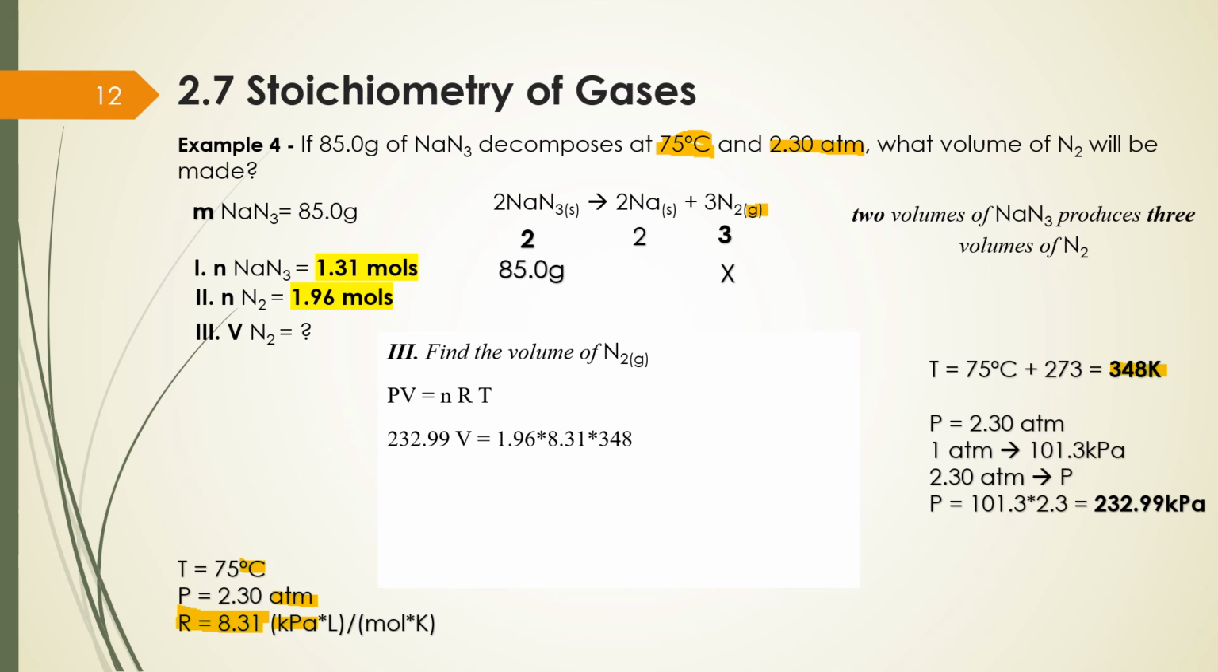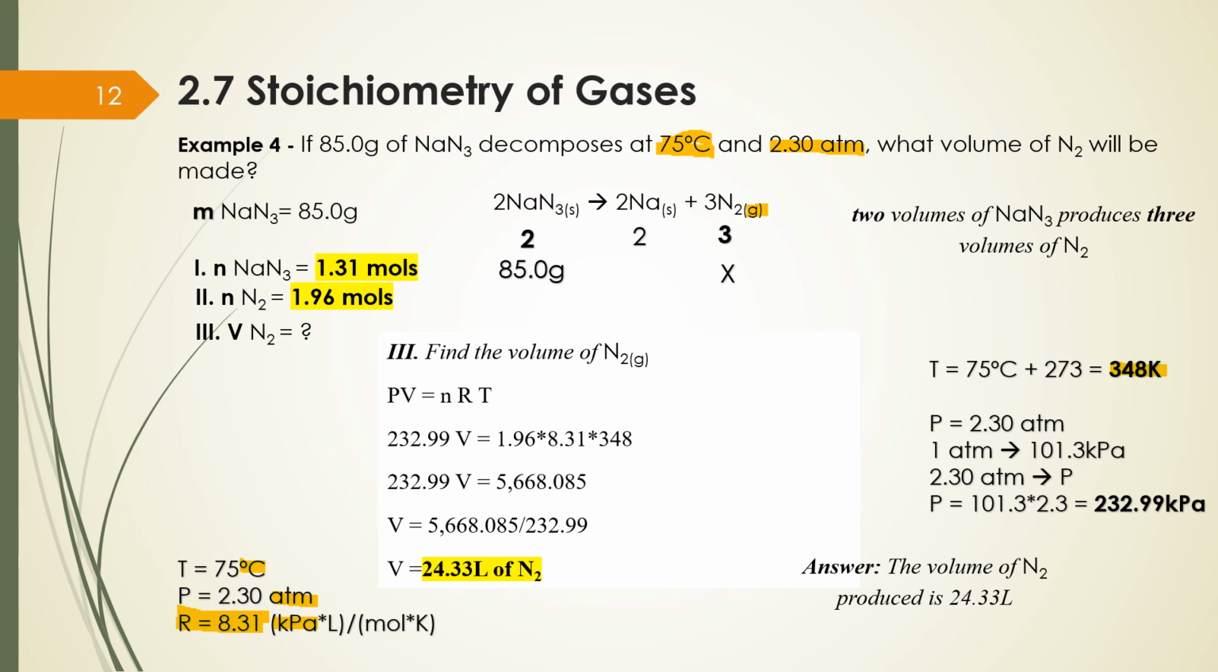So the pressure is 232.99, the volume I don't know, I need to calculate. The number of moles I calculated before, 1.96. The constant is here, and the temperature is here. So I divide, and I have 24.33 liters of N2. So, what's my answer? The volume of N2 produced is 24.33 liters.